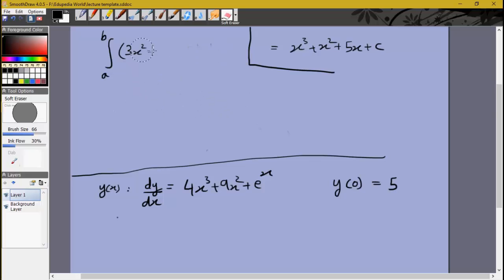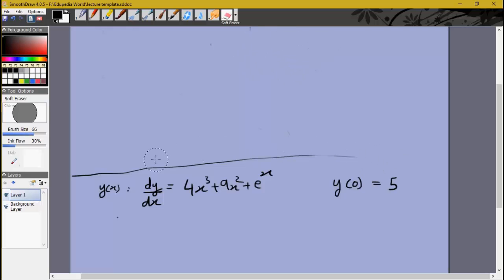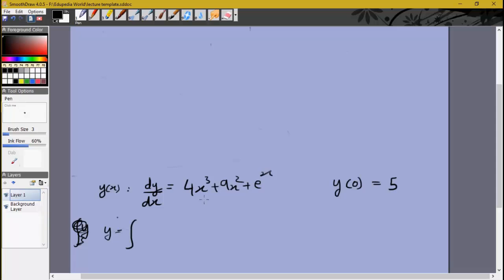You already know how to solve this using indefinite integration. You integrate it and you'll get an arbitrary constant of integration, and using what is called the initial condition, you determine the value of that constant. So using indefinite integration, what we'll get is the integral of y will be the integral of this times dx, 4x cubed plus 9x squared plus e to the power x times dx.